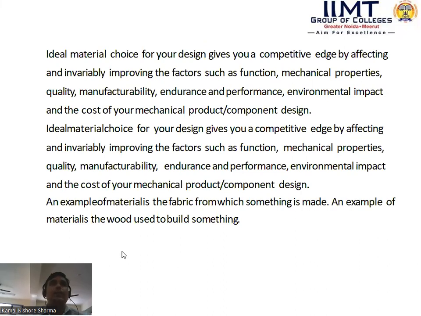Next. Ideal material choice for your design gives you a competitive edge by invariably improving factors such as function, mechanical property, quality, manufacturability, endurance and performance, environmental impact, and cost of your mechanical product component design.